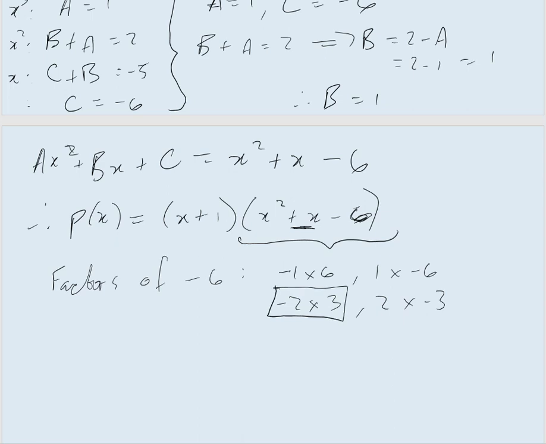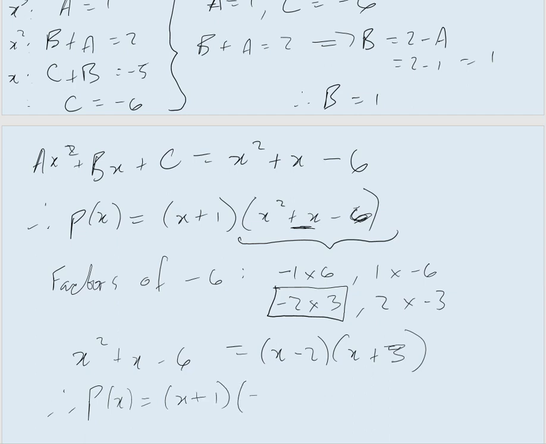So our quadratic here, x squared plus x minus 6, can be factorized into x minus 2 multiplied by x plus 3. So all in all, we've got p of x is equal to x plus 1 multiplied by x minus 2 multiplied by x plus 3. And now we've got all three of our roots.